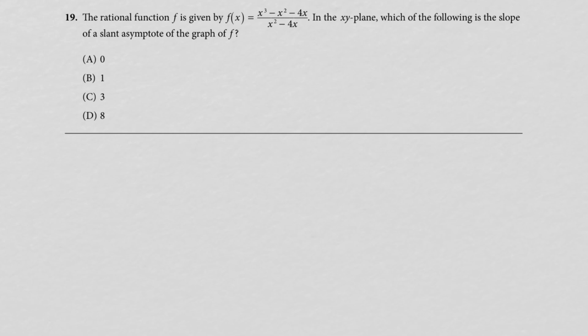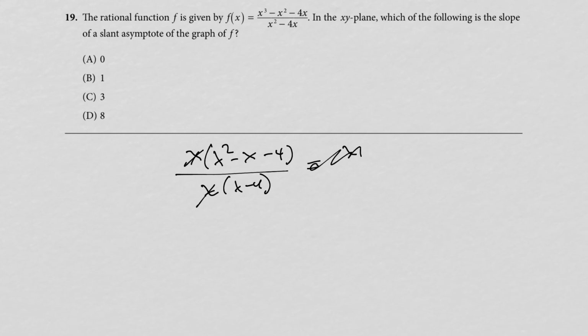19. Rational function. Ooh, slant asymptote. We don't see that much. Do you know that this question is a little bit easier if you factor it? These x's cancel. That makes a hole at 0. This numerator doesn't factor. x squared minus x minus 4. So the slant asymptote is what happens if you divide the denominator into the numerator, which I'm going to do with long division.